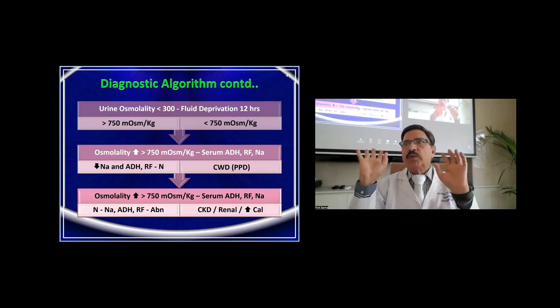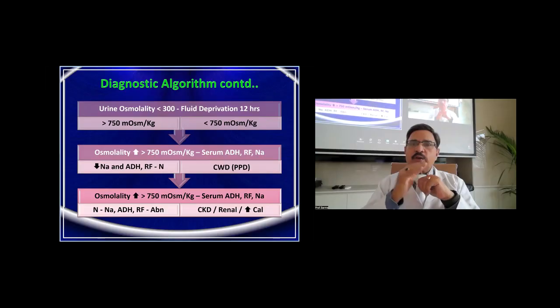Normally, when you deprive the fluid, we expect the body to react to the restriction. Restriction of fluid does what? It increases the concentration of the plasma. Plasma osmolality goes up, ADH will be secreted, and then the ADH will conserve water. Urine osmolality should rise to more than 750.